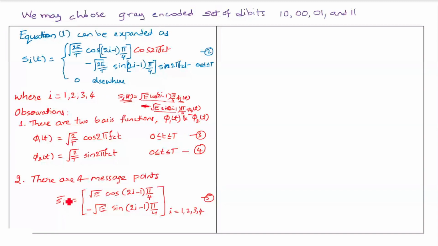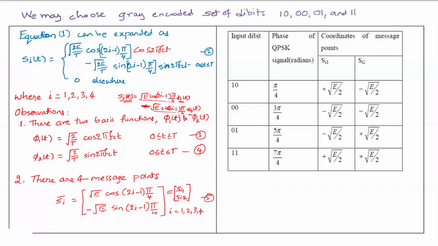So the vector Si can be written as square root of E cos((2i minus 1) pi by 4) minus square root of E sin((2i minus 1) pi by 4). It can be written even as Si1, Si2. You just try to recall Gram-Schmidt orthogonalization. Si1, Si2, right? So now we can have these points.